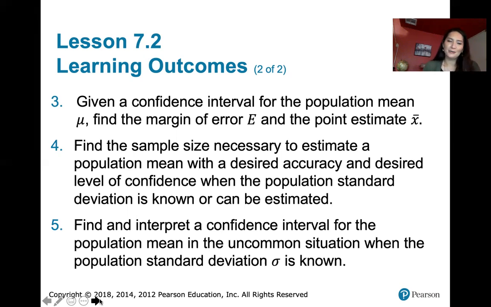And then finally, we will find and interpret a confidence interval for the population mean in the very uncommon situation when the population standard deviation is known. It's very similar to what we do when the population standard deviation is unknown. There's just a couple of little changes that we need to make. Okay, that's the plan for 7.2. I will see you in the first video to talk about the student t distribution.